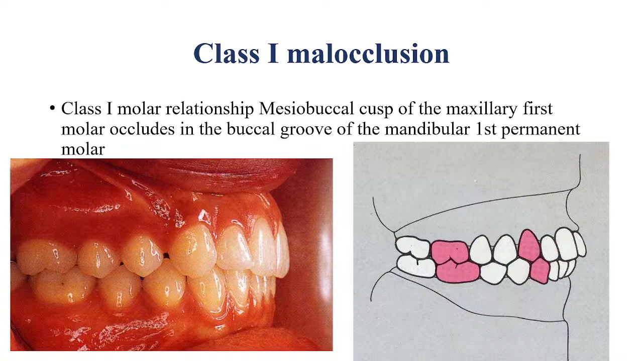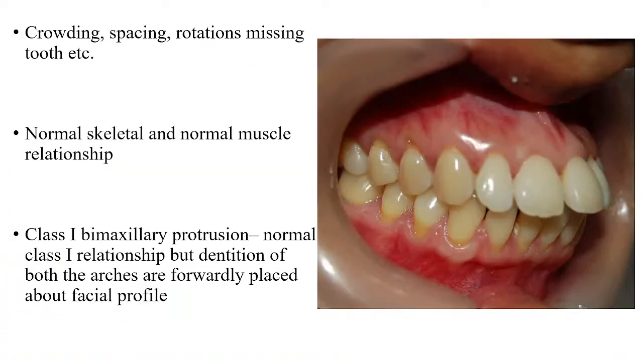So what do we understand by a class 1 malocclusion? A class 1 malocclusion means there is a class 1 molar relationship present, however we can find any type of malocclusion. What types can we see? We can see crowding, spacing, rotations, and missing teeth. That is, your molars are in class 1 relationship, but your teeth are not in proper occlusion. And then there can be a bimaxillary protrusion in which both your upper and lower front teeth are more proclined, like we can see in this photograph.